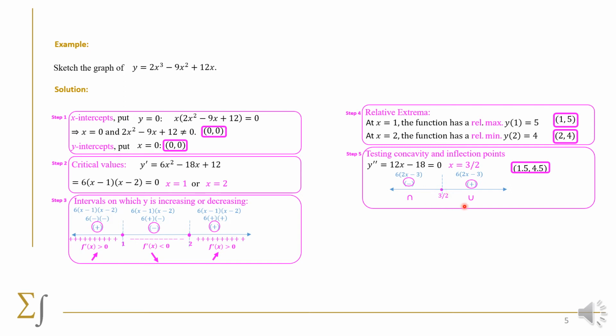What about 3 over 2 itself? The concavity changes to the left and to the right of 3 over 2, and 3 over 2 is in the domain of the given function, which is a polynomial, which is defined for all real numbers. So we have a point of inflection at x equals 1.5. We calculate the corresponding y coordinate. It will be 4.5. We get it from the first equation, where we put x is 1.5 to find y to be 4.5.